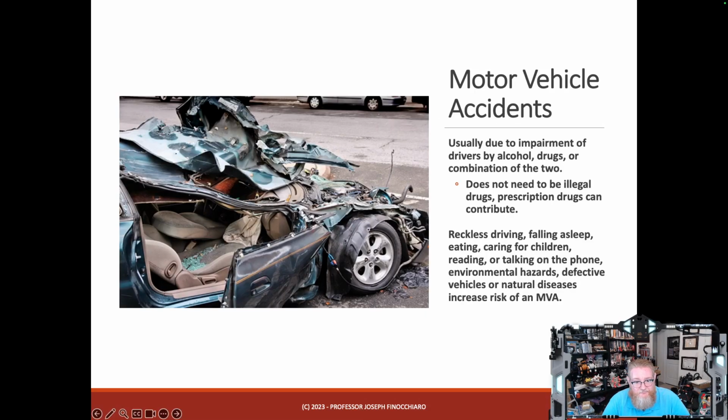And finally, motor vehicle accidents, usually due to impairment of drivers by alcohol, drugs, or combination of the two. Does not need to be illegal drugs. Prescription drugs can contribute. Follow those doctor warnings. Do not operate heavy vehicles or automobiles while taking this substance. Reckless driving, falling asleep, eating, caring for children, reading or talking on the phone, environmental hazards, defective vehicles, or natural diseases increase the risk of a motor vehicle accident.